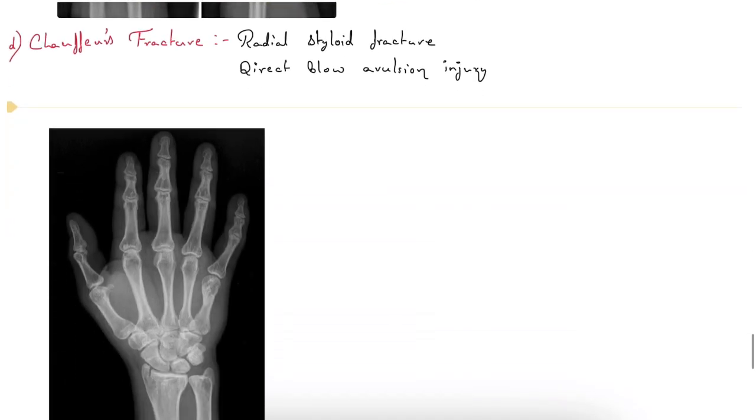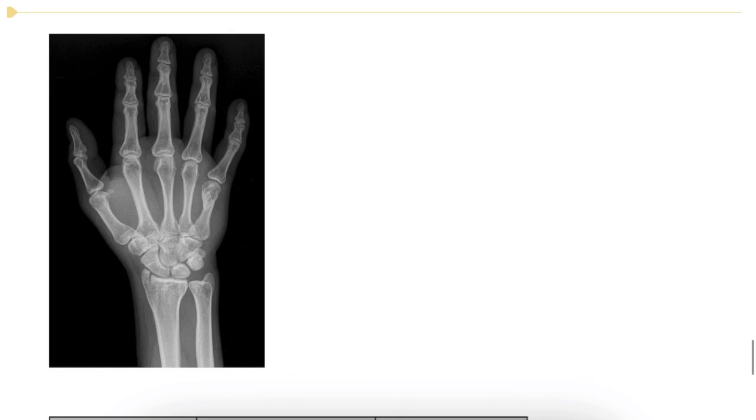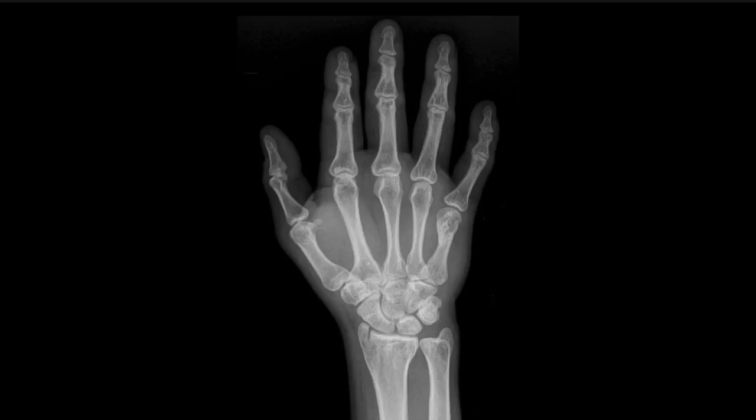Sometimes the dorsal rim fracture comes with subluxation of the carpus also. Next, Chauffeur's fracture. Chauffeur's fracture is a radial styloid fracture, from a direct blow or avulsion, and it's an isolated radial styloid fracture. Okay. If you're seeing this image, you can see this area where you will mostly get fractures.